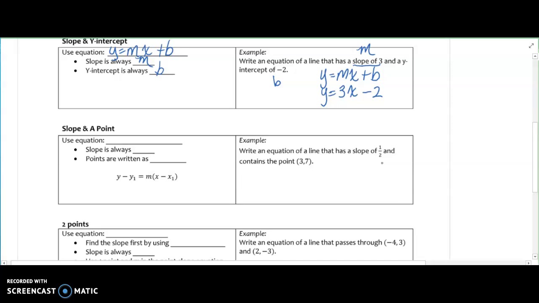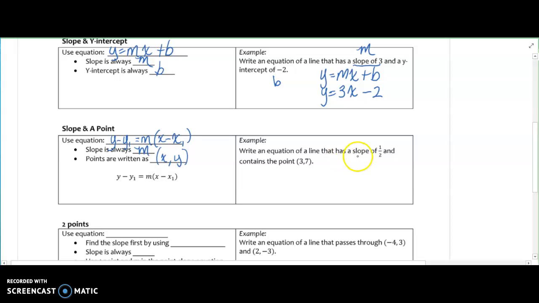Okay, so if we have a slope and a point, well, we have a point-slope form. So that's the one we're going to use. We have a point and a slope. So we're going to use the point-slope form of a line. So y minus y1 equals m times x minus x1. Slope is still m. Points are written as x, y. Okay, so here's your point-slope form.